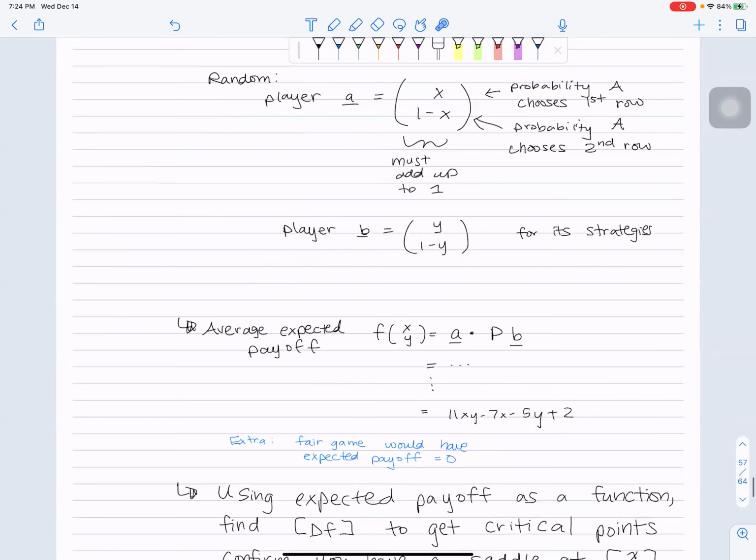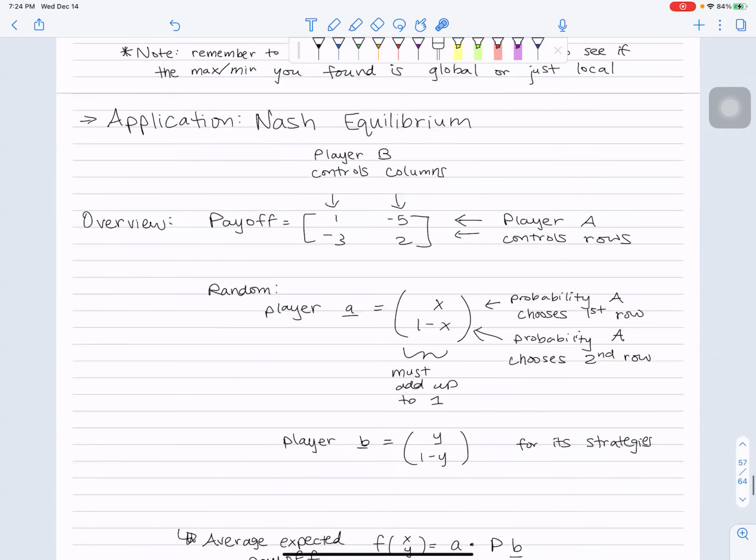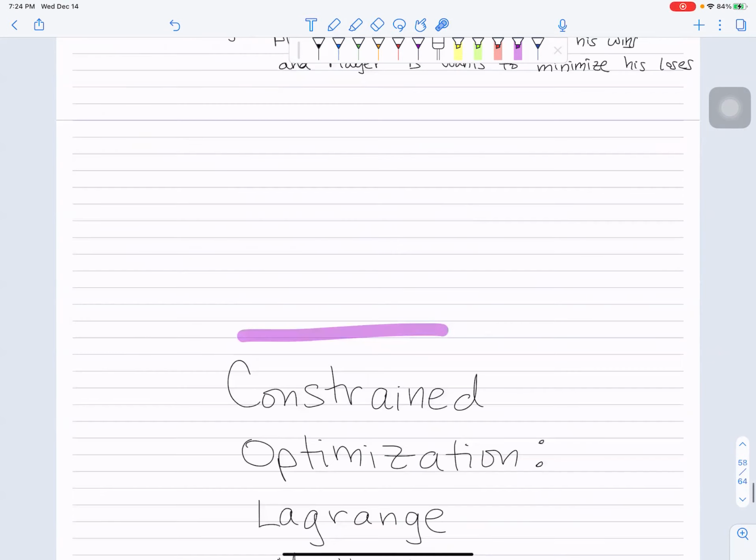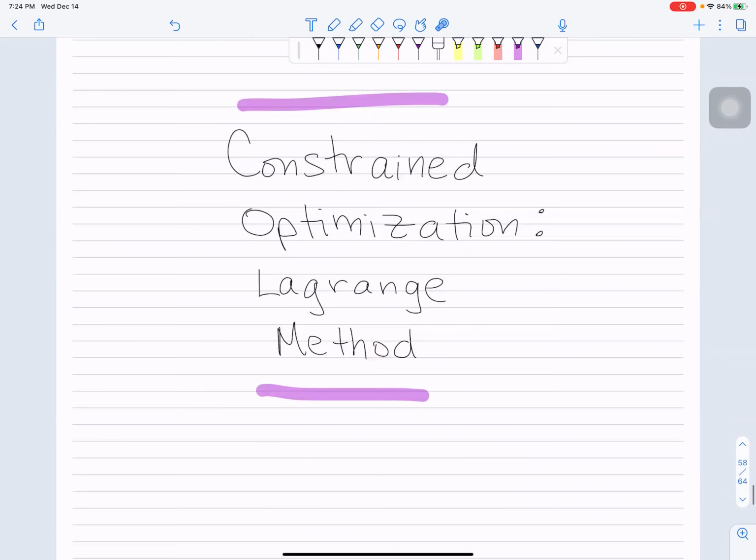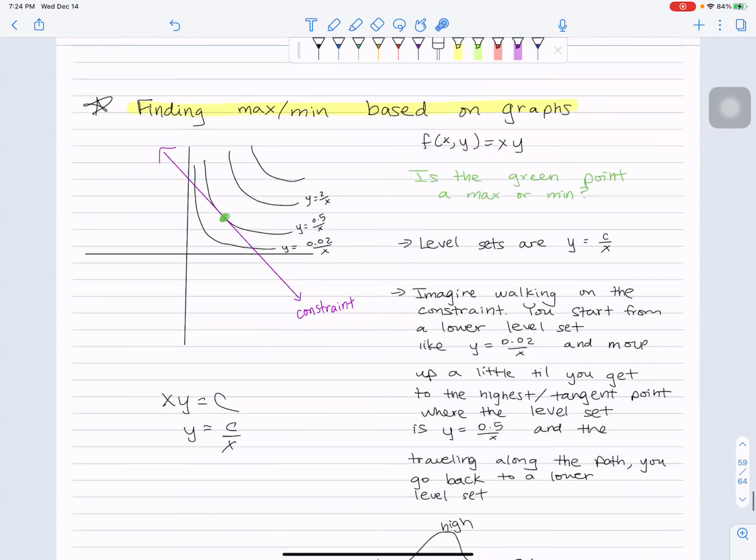Okay. And you also have the Nash equilibrium. That was a little bit of the game theory stuff in one of the units. Okay, an actual last thing, constrained optimization, which is Lagrange. So we want to, if you're given some graph, you can find, yeah, sorry.